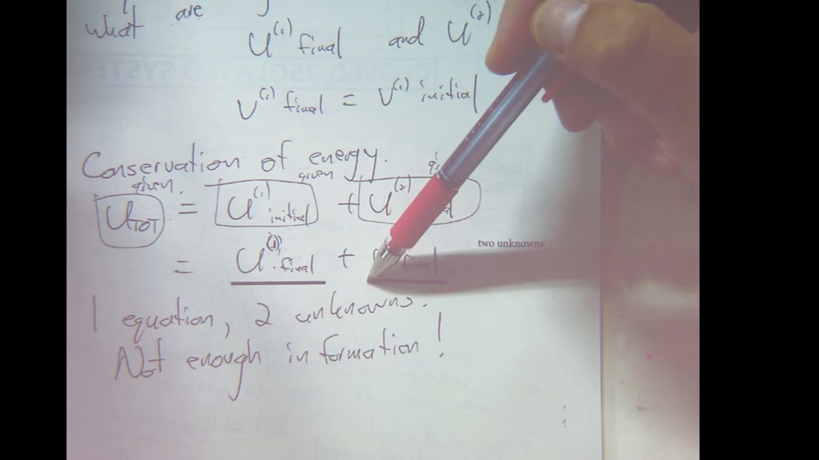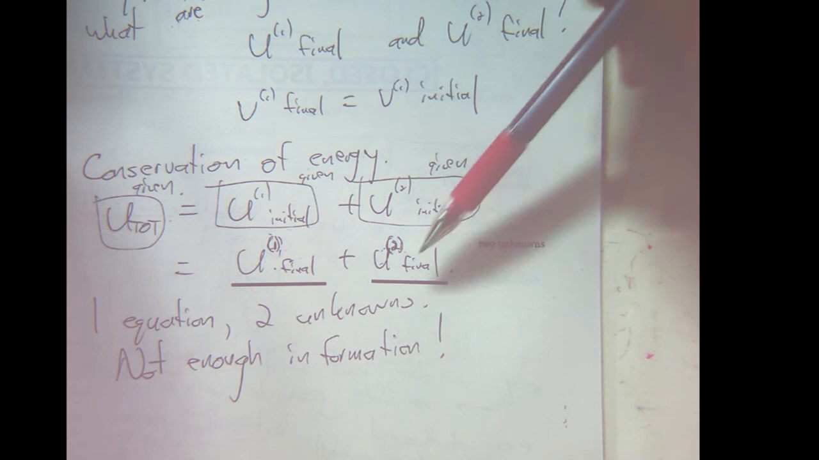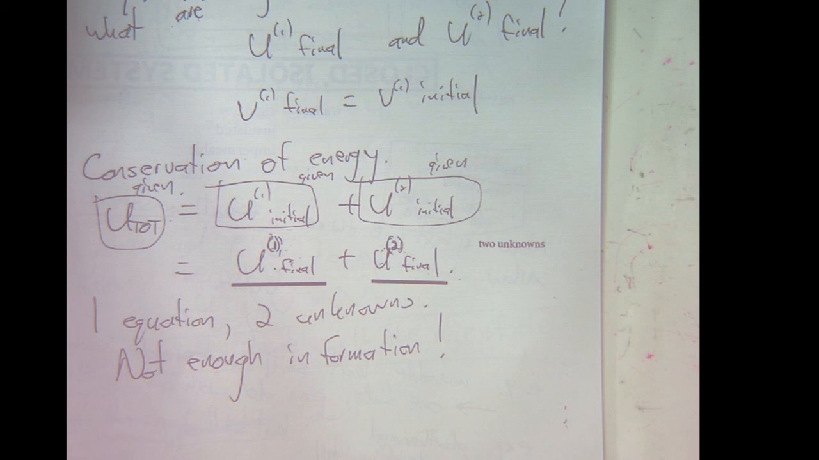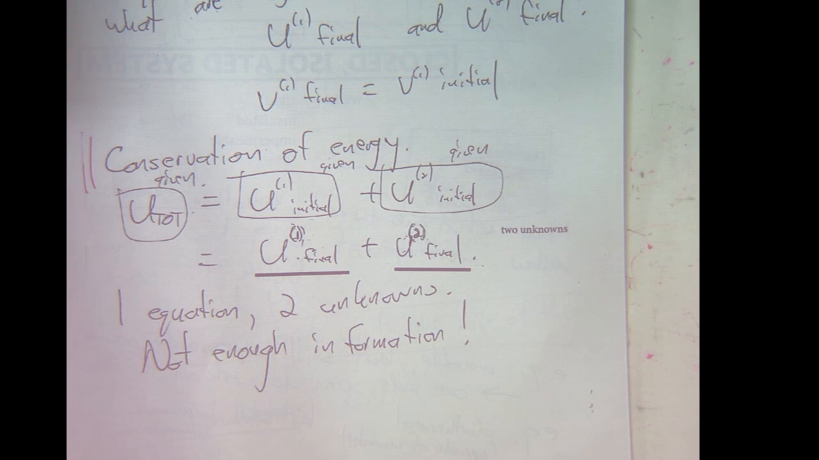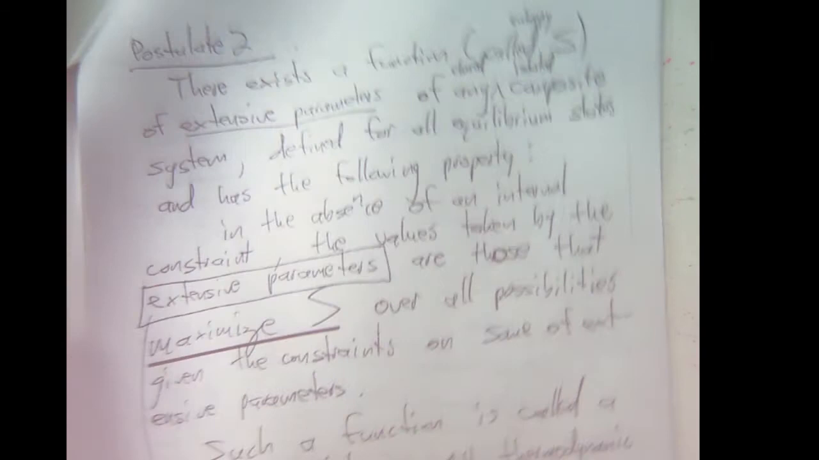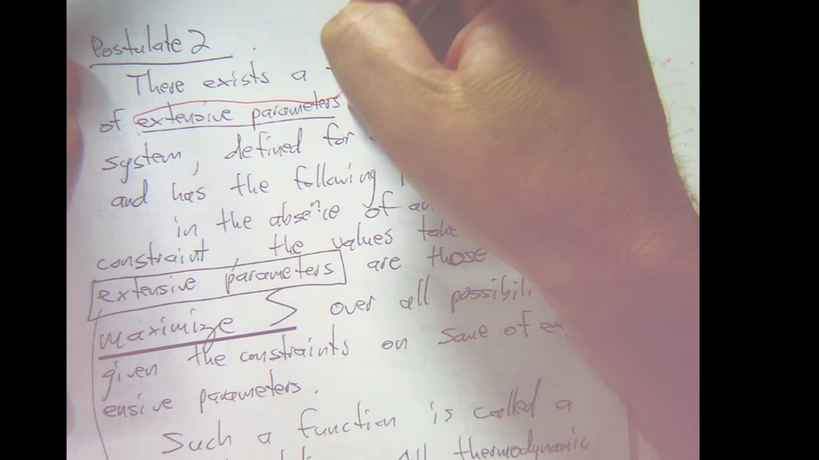But the problem is, conservation of energy only gives us one equation, and we have two unknowns. One equation, two unknowns, it's not enough information to solve the problem. So we need one more piece of information. This is the fundamental problem: we need more than just conservation of energy. We need to get one more equation. And where does that come from? So we need another postulate. Postulate two: there exists a function called the entropy of extensive parameters. For an isolated system, we focus on functions of extensive parameters only.